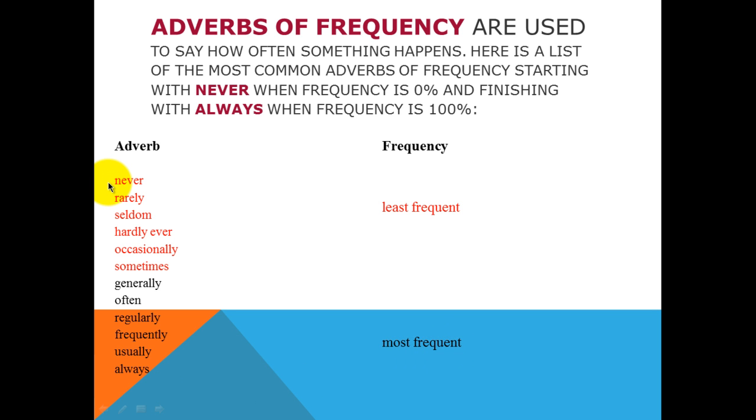So let's start with never. Never is 0%. Followed by rarely, seldom, hardly ever, occasionally, and sometimes. Then we have generally, often, regularly, frequently, usually, and always. These are the most common adverbs of frequency that we are going to use.